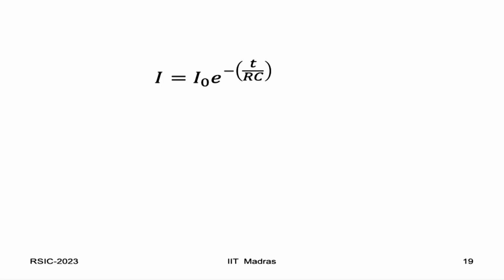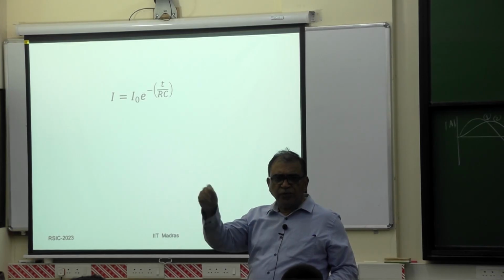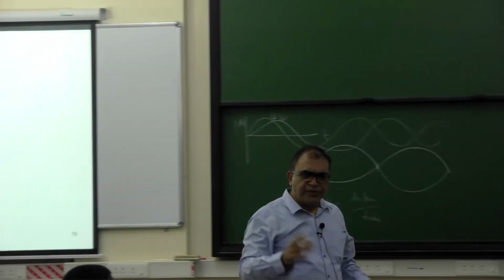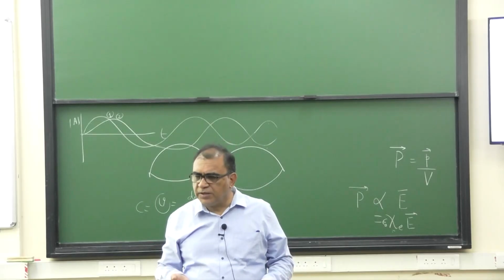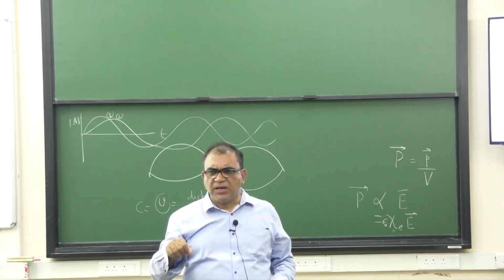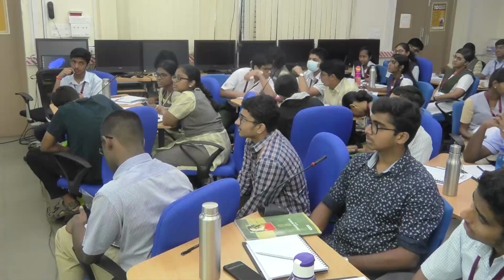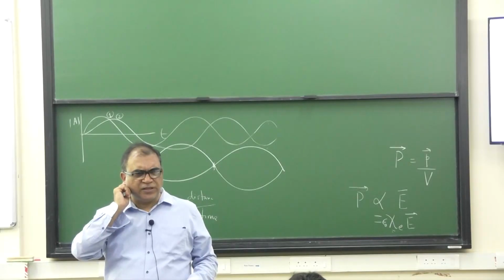Equation known. Current at some point is equal to the initial current times e to the power minus t by RC. Charge and discharge of a capacitor comes in the next semester or next year. What about the radioactive decay? That comes later. Any chemical kinetics? Not done? Okay, better you know this.